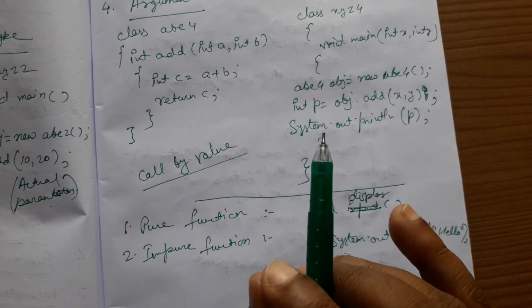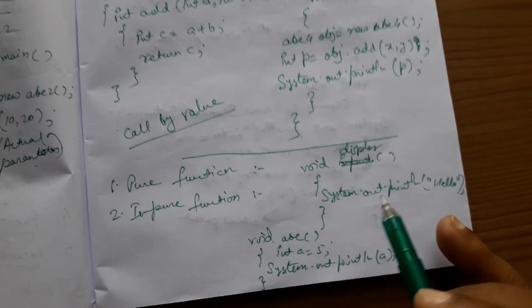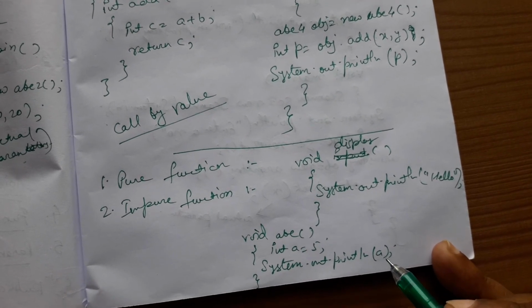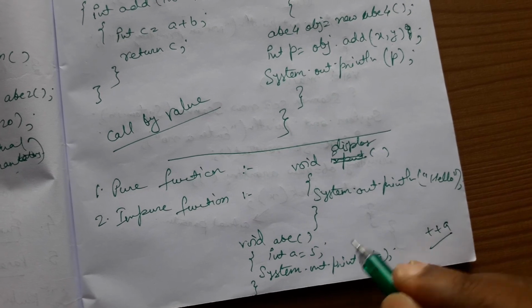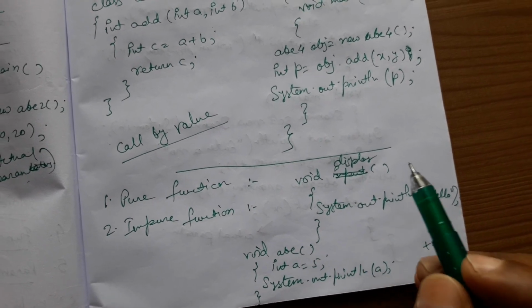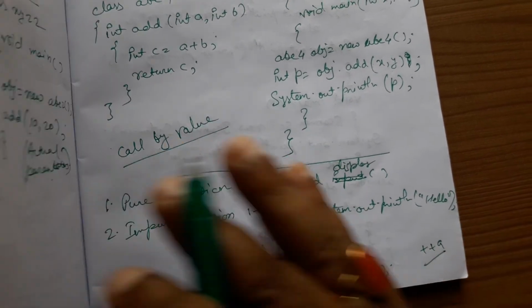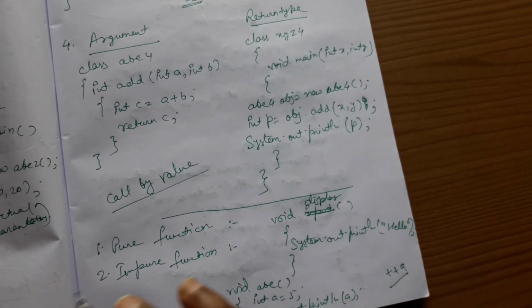Means any arithmetic operation or any operation that changes a value inside a function will make it an impure function. So here, instead of A, if we write ++A, then also it will be an impure function because it will change the value of A. So a pure function does not change the state of the object, and an impure function changes the state of an object. Okay, that is called an impure function.